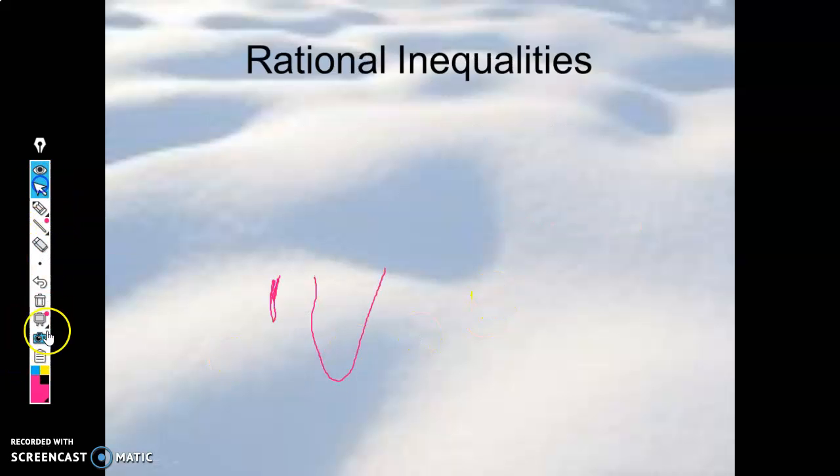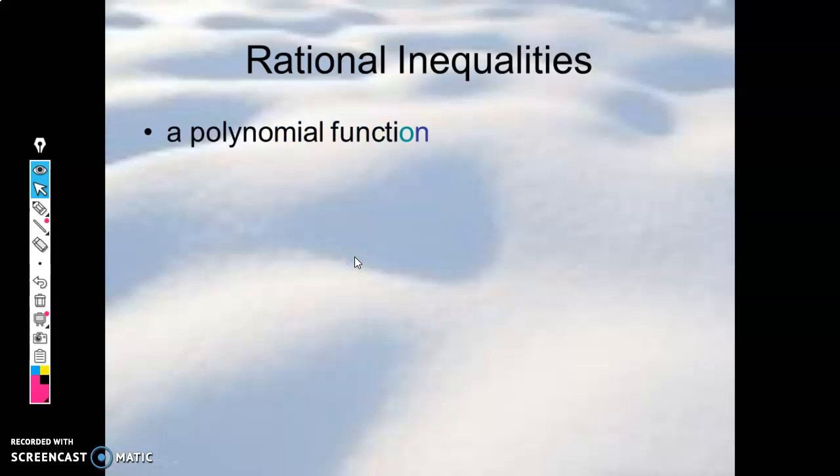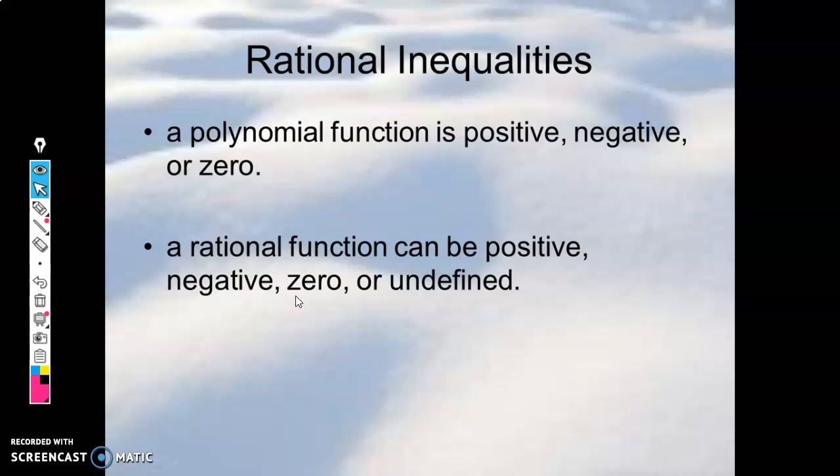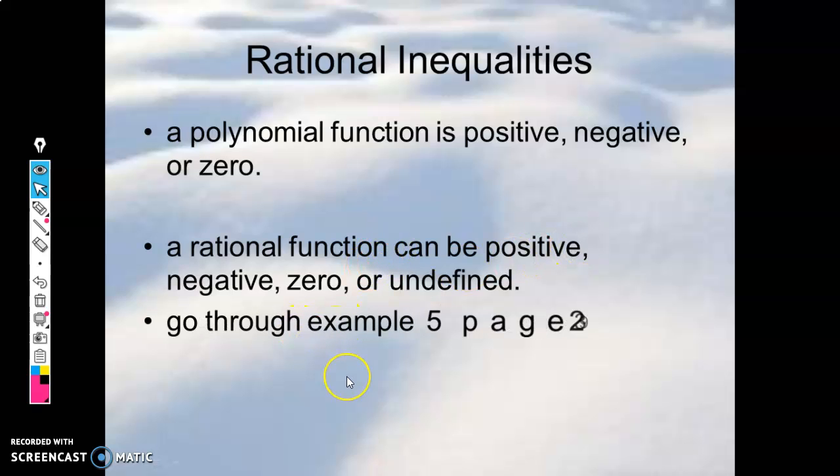All right, now let's extend this to rational inequalities. Rational inequalities are basically the same thing, only we have to consider vertical asymptotes. We have polynomial functions that are fractions here, so it could be undefined. That's the only thing that we're really adding. It could be positive, negative, 0, or undefined.